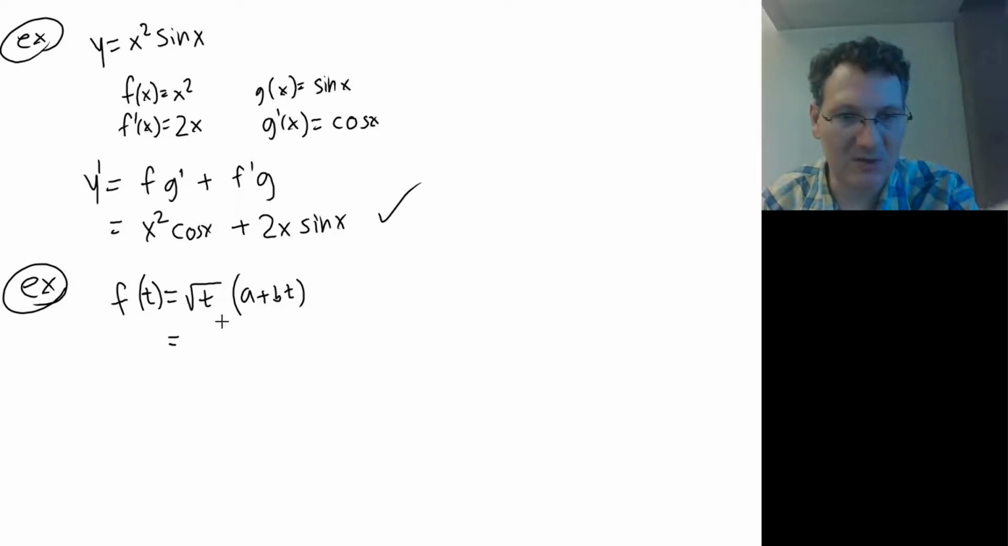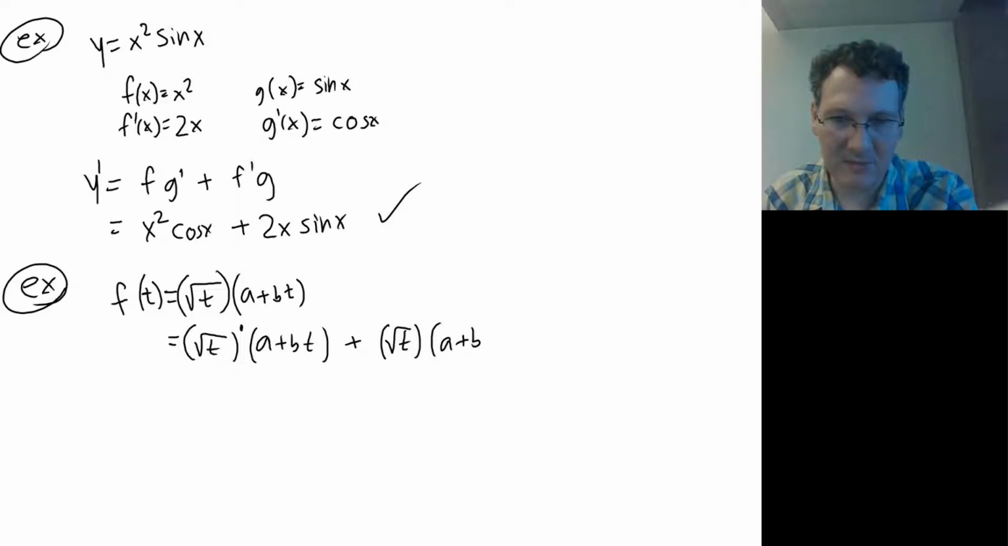So the pattern is when I have the product of square root t and a plus bt, it's going to be square root t prime times a plus bt plus square root of t times a plus bt prime. That's a fine way to remember this.